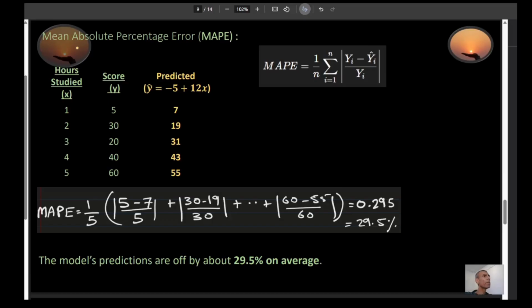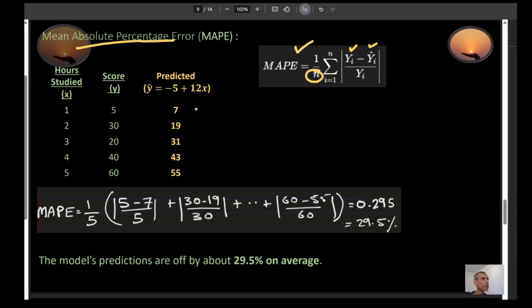And then you have mean absolute percentage error. This is the formula for mean absolute percentage error. Here, I'm taking the difference between the actual value and the predicted value, and then I'm dividing by the actual value. And then at the end, I take the absolute value. And then I add them all together, and you divide by the n, which is the total number of observations.